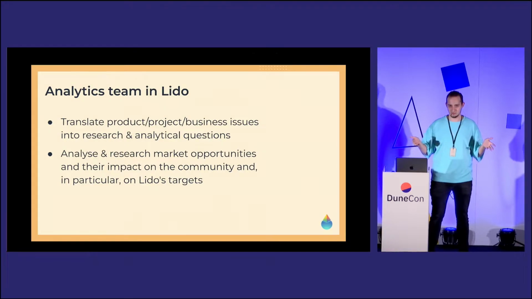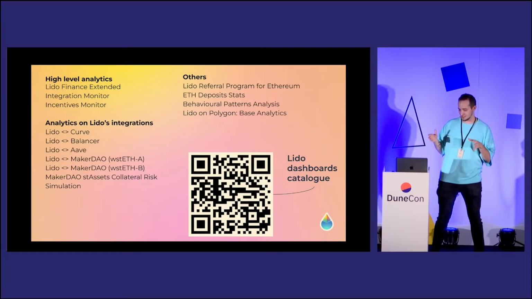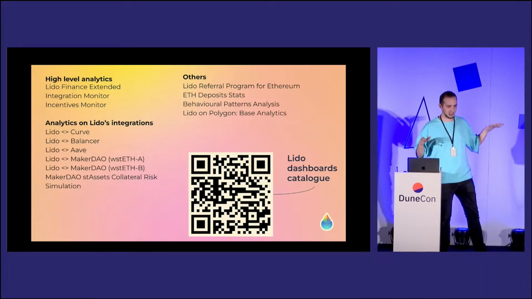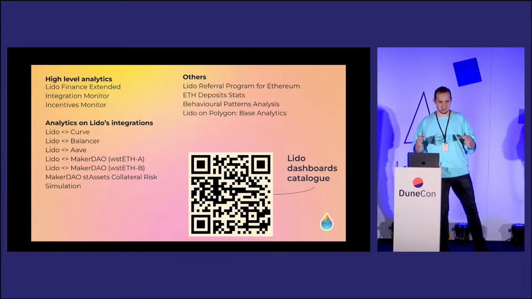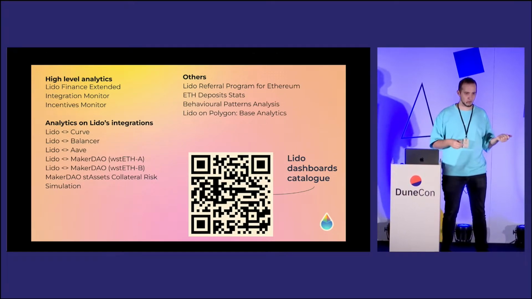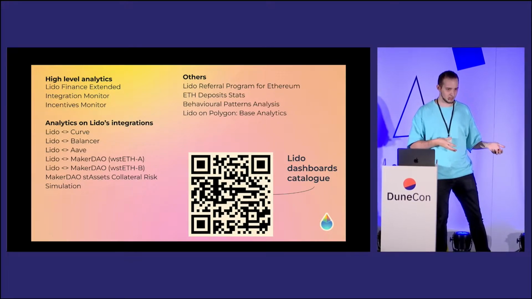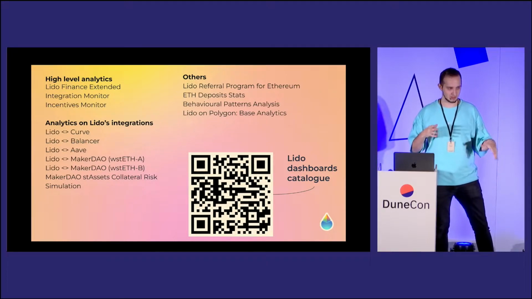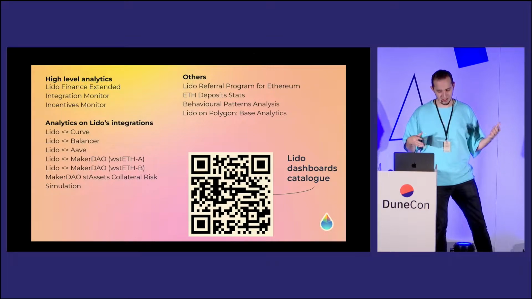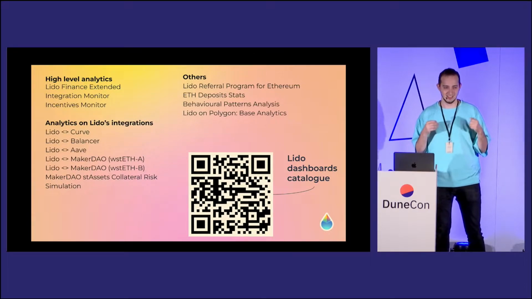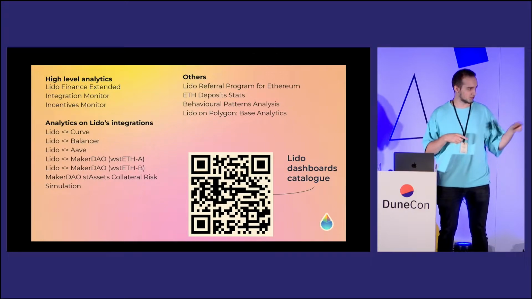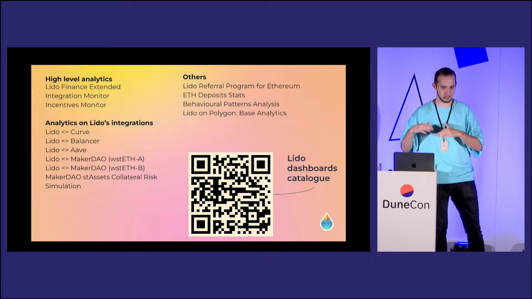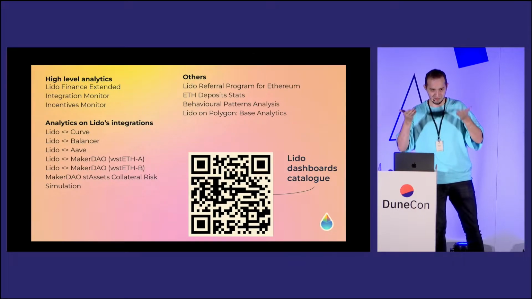So what do we have? Our dashboards can be divided into several groups. We have high-level analytics with general metrics of Lido on Ethereum. For our key lending and liquidity pools, we have separate dashboards. And we also have several special dashboards, including LDO incentives, behavioral pattern analysis, and deposits to Beacon Chain. Here you can scan our recently released blog post with all our dashboards, with detailed descriptions and links. So feel free to check them.